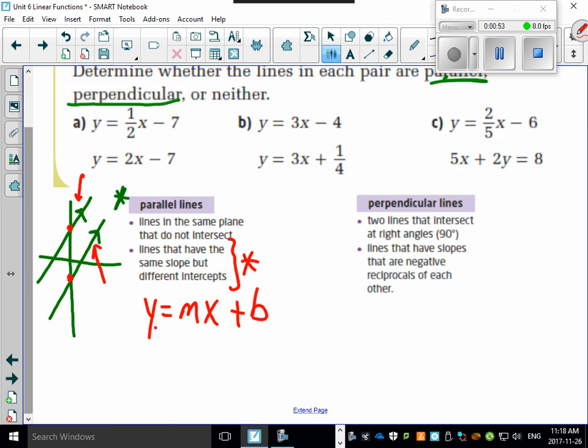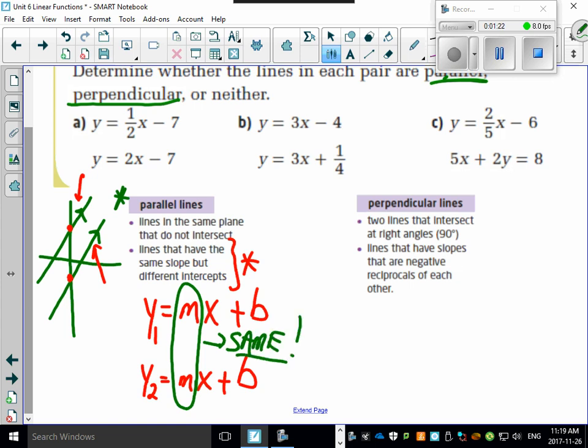So if we call this equation 1 and this one equation 2, look, they're both in y equals mx plus b format, which now becomes incredibly important. If it's not in y equals mx plus b, put it in y equals mx plus b. But if you do, check this out. If they are parallel, those two slopes are the same. That's what it's telling you.